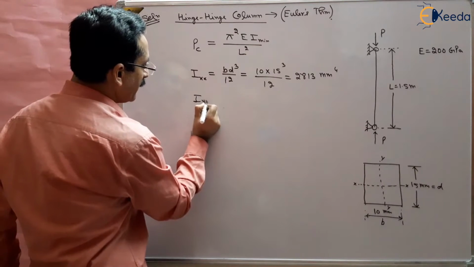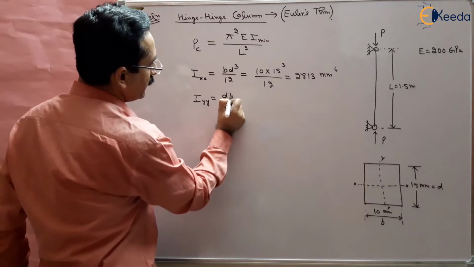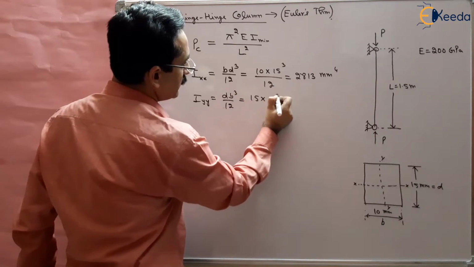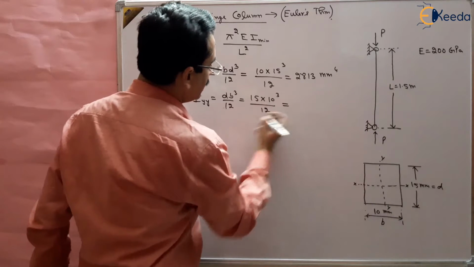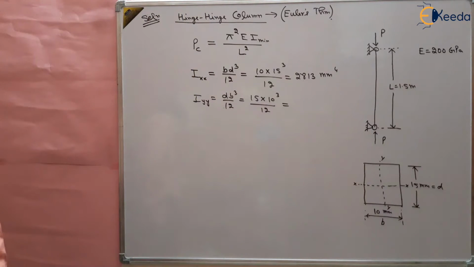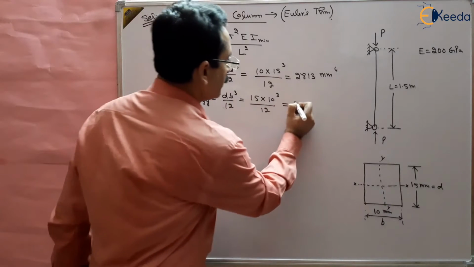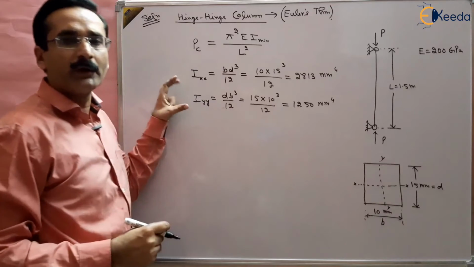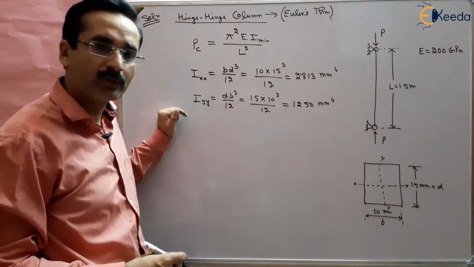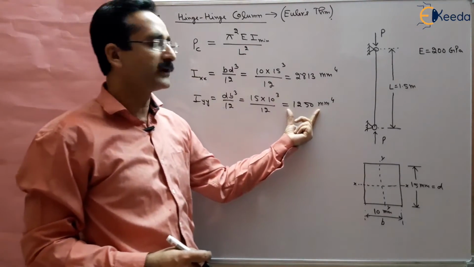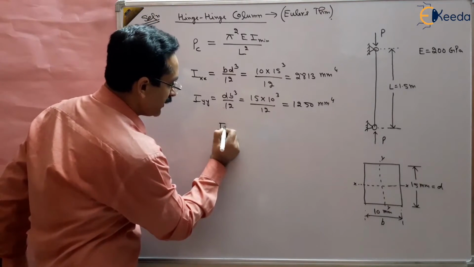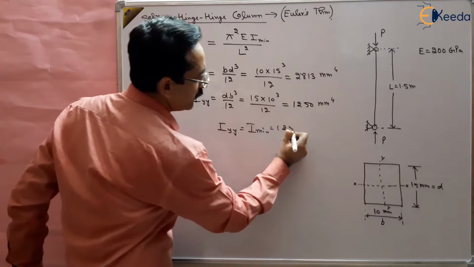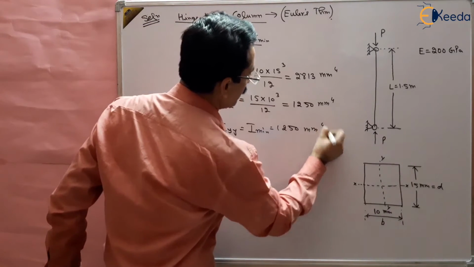Similarly, find out Iyy, that is DB cube by 12. So D is 15, B cube is 10 cube by 12, and you will get the moment of inertia about Yy. It is 1250 millimeter to the power 4, right? So we have obtained two moments of inertia about Xx and about Yy. Out of these two, this Iyy is minimum, right? So Iyy will be used in the formula, that is equal to 1250 millimeter to the power 4.